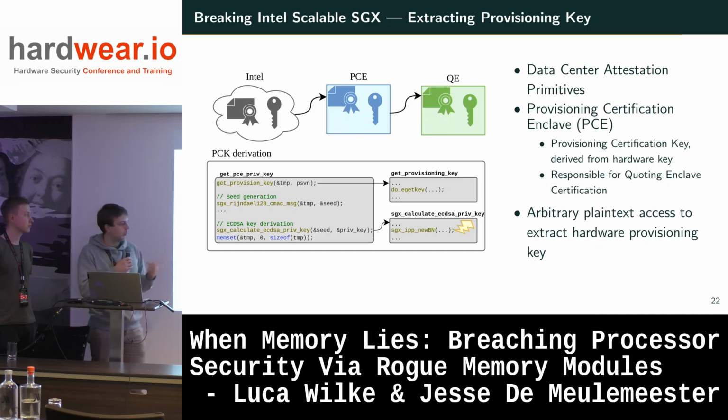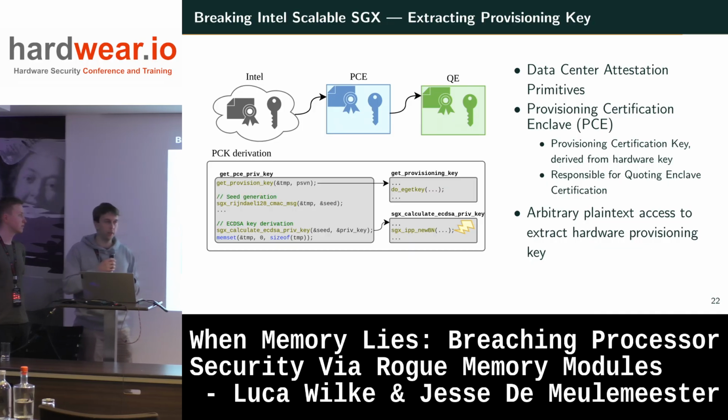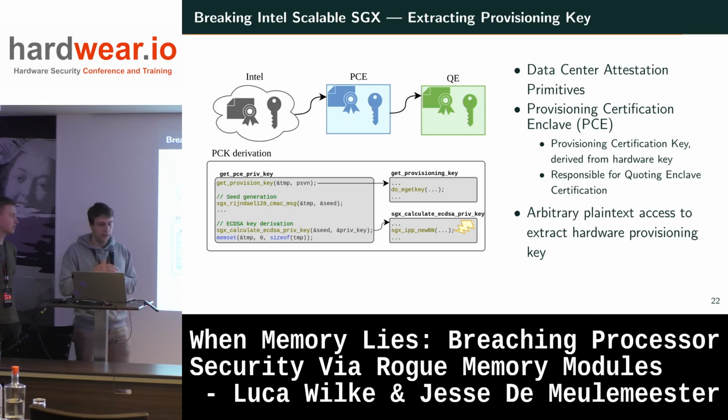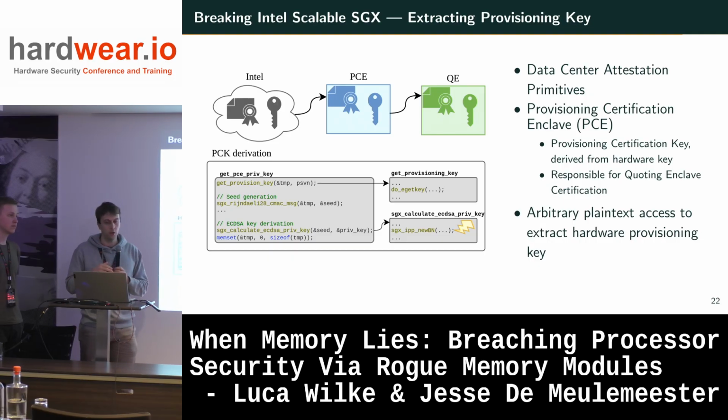And then we use our arbitrary plaintext access primitive to extract this key. And this allows us to extract this hardware key and sign arbitrary quoting enclaves without even needing access to the system after we extracted this key. So this again completely breaks the attestation chain of scalable SGX.